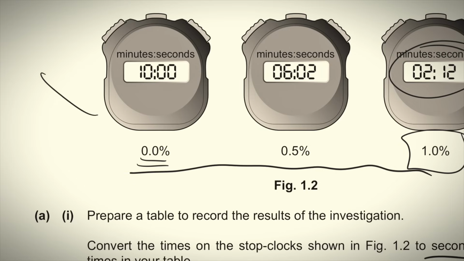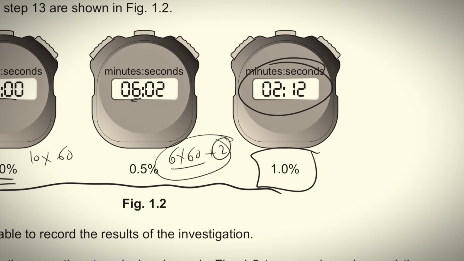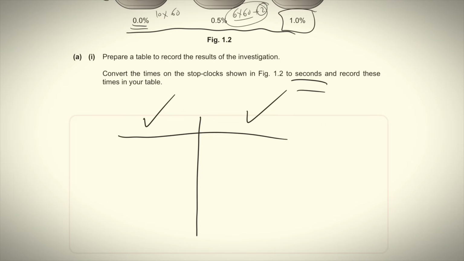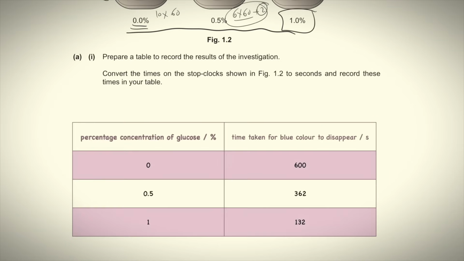They wanted me just to convert the time into seconds. So for instance, this would be 10 minutes, so I say 10 times 60. This would be 6 minutes, so I say 6 times 60 plus 2, right? Because 6 minutes is 360 seconds plus 2. And the last one, I have 2 minutes here, so it's going to be 2 times 60 plus 12. And I'm going to record these inside my table. So one more time, here we go. This is my independent, the concentration, and here's my dependent after I converted all of my results into seconds.